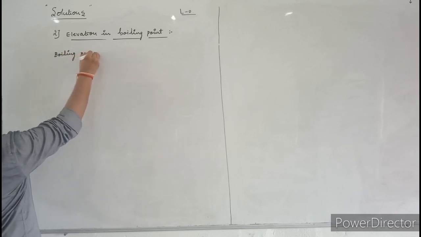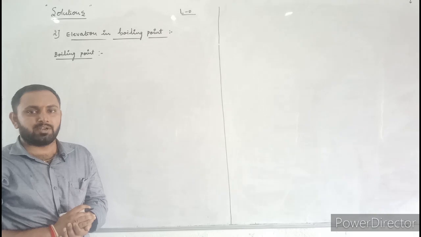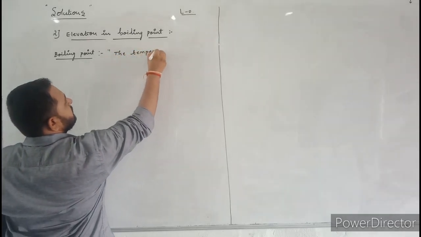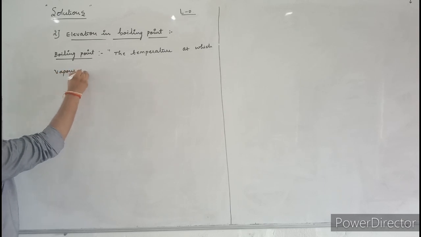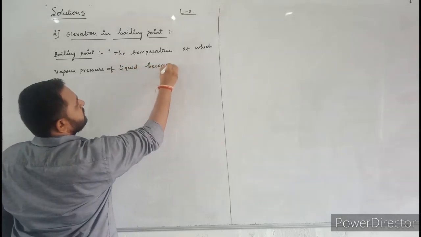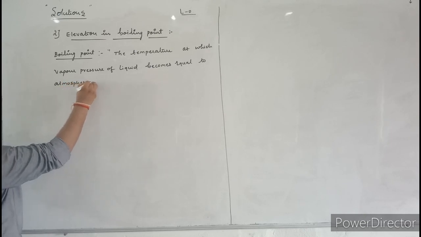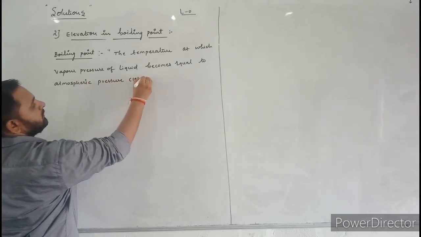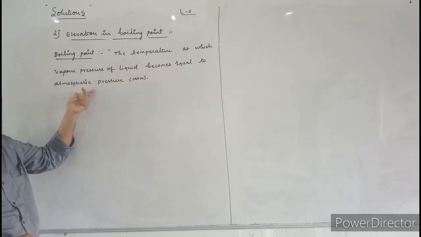Boiling point. What is boiling point? The temperature at which the vapor pressure of a liquid becomes equal to atmospheric pressure is called the boiling point. Here I will write the definition. The temperature at which vapor pressure of liquid becomes equal to atmospheric pressure. Generally, atmospheric pressure is considered to be 1 atm.